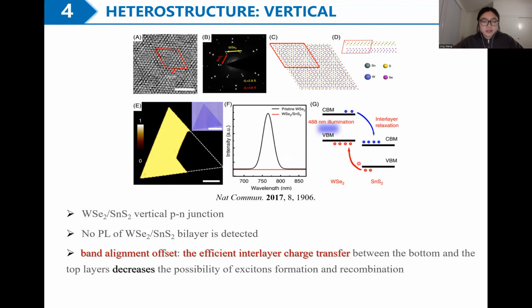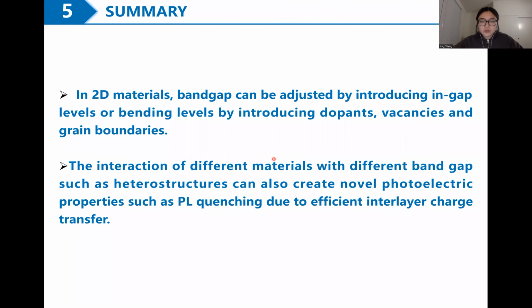So there's no PL. In summary, in 2D materials, the bandgap can be adjusted by introducing in-gap levels or bending levels, by introducing dopants, grain boundaries, and also vacancies. The interactions of different materials with different bandgaps, such as heterostructures, can also create novel photoelectric properties, such as PL quenching.